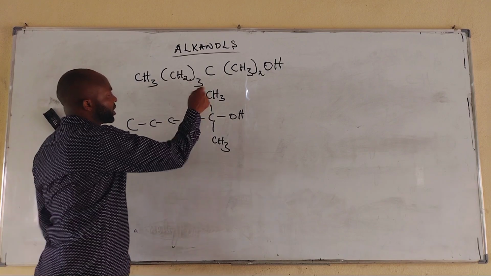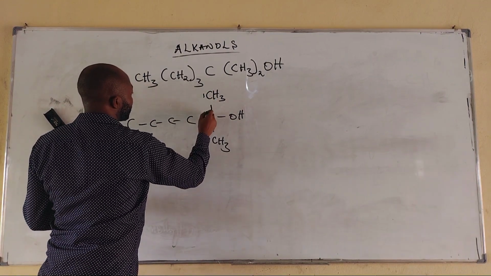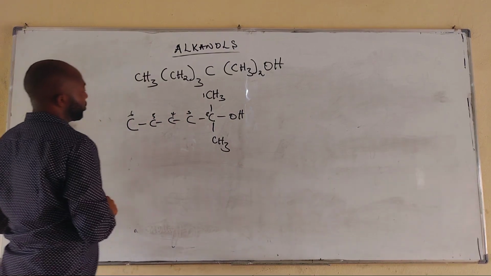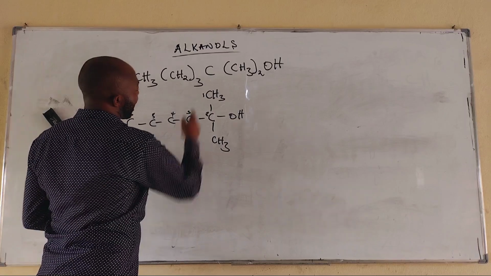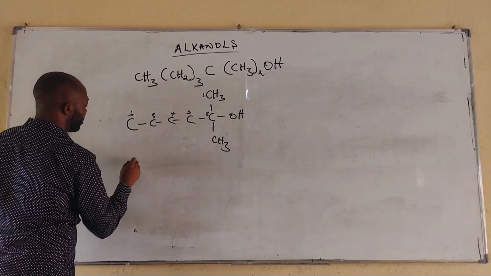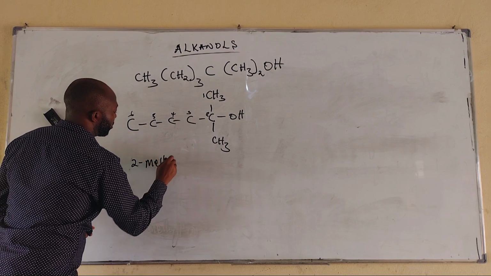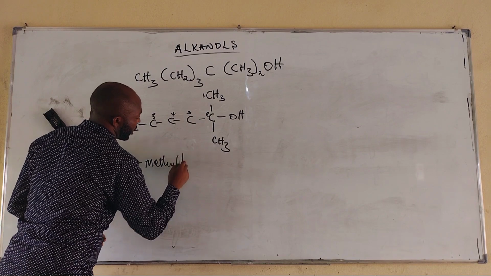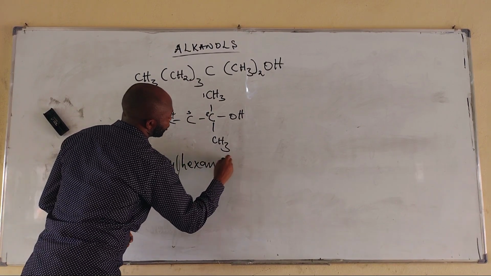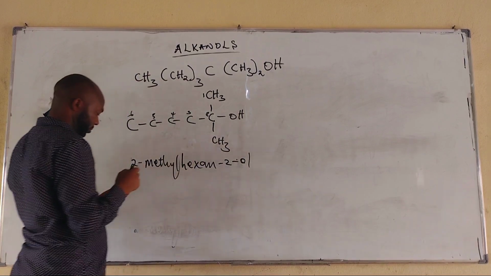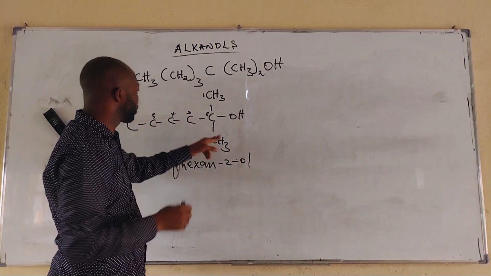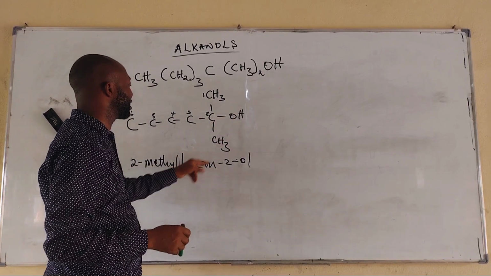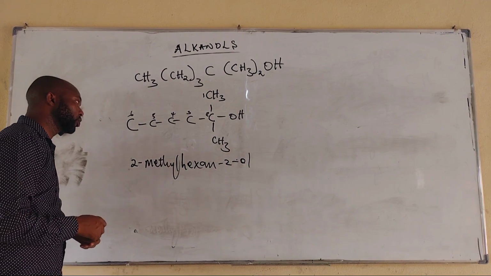So from here, we come from this direction. Obviously, here, 1, 2, 3, 4, 5, 6. So it's hexane. There's an ol. So we have 2-methylhexan-2-ol. On carbon 2, we have a methyl and the OH is in carbon 2. So it is 2-methylhexan-2-ol or 2-methyl-2-hexanol.